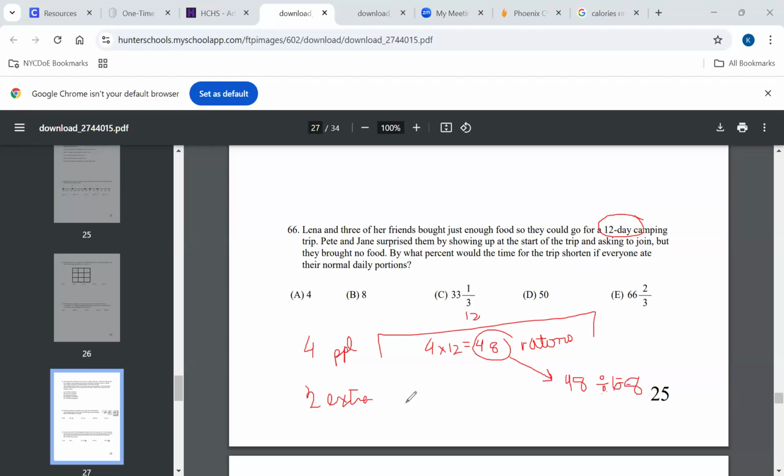What you can do for that one is see what percent of 12 8 is, to find out how much it went down by. So 8 over 12 is the same thing, if we divide both numerator and denominator by 4, as 2 over 3. 2 over 3 is about 67% or 66 2/3%. But remember, that's the new percentage. But by what percentage did it go down? It went down by about 33%. The answer is C.